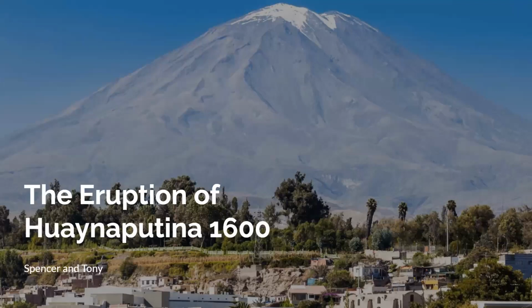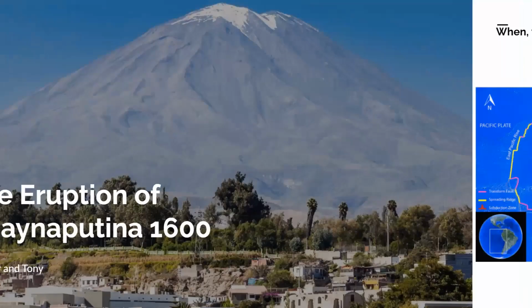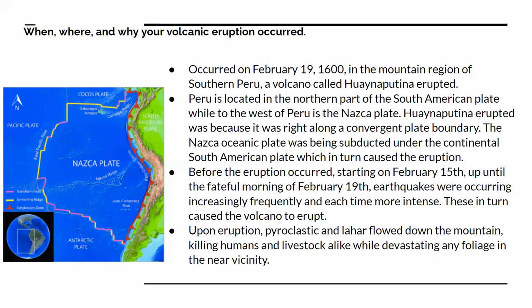The Eruption of Huaynaputina, 1600, by Spencer and Tony. On February 19th of the year 1600, in the mountain region of southern Peru, a volcano called Huaynaputina erupted. Peru is located on the northern part of the South American plate, while right to the west of Peru is the Nazca plate. So Huaynaputina erupted because it's right along that convergent boundary.